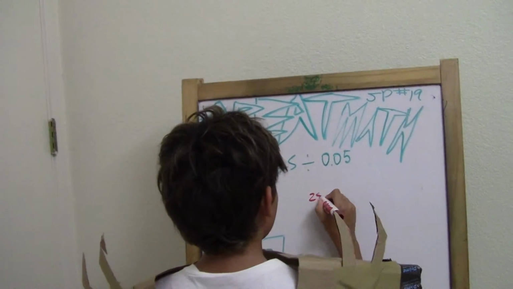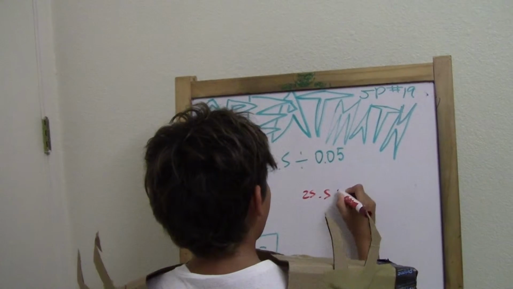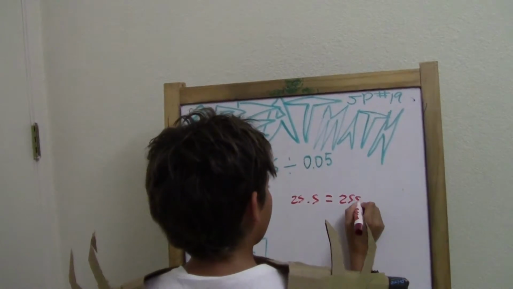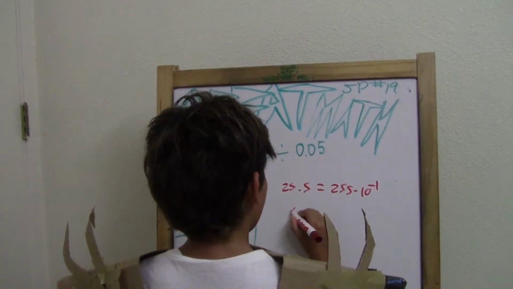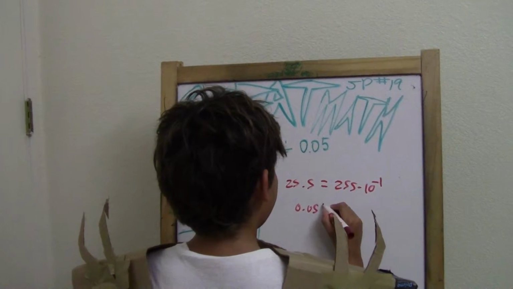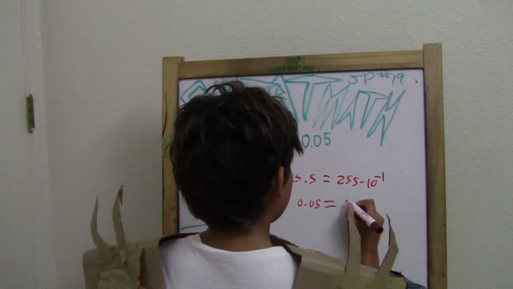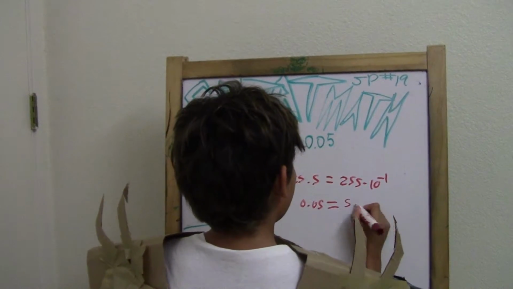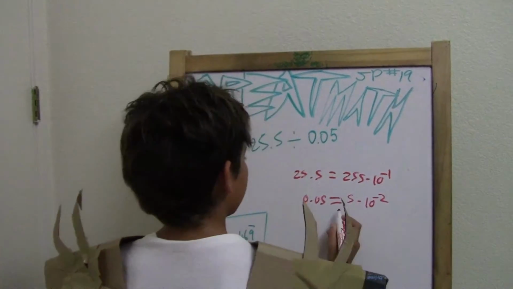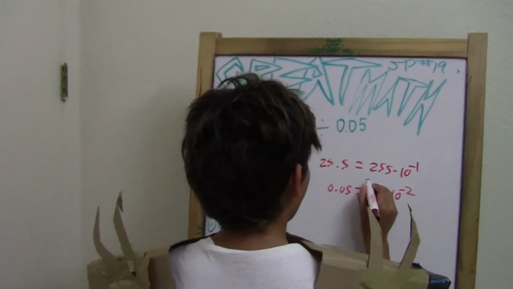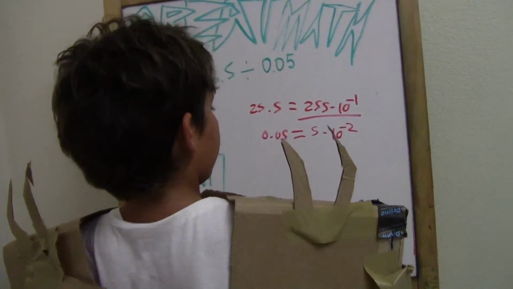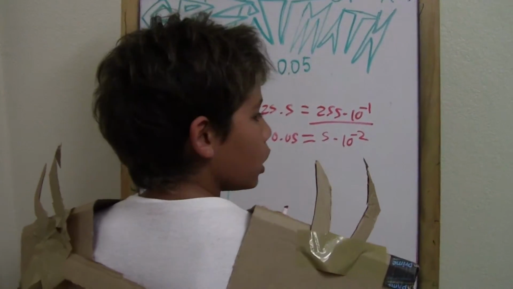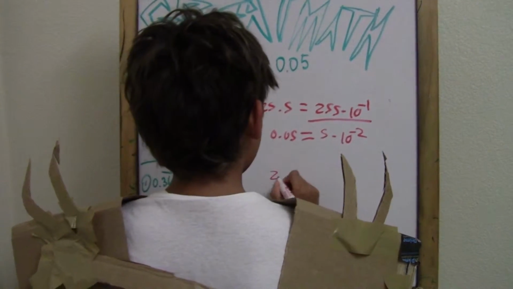So 25.5 is the same thing as 255 times 10 to the power of minus 1. 0.05 is the same thing as 5 times 10 to the power of minus 2. Since we're dividing, it's all that, but like this. And then we can take that apart.